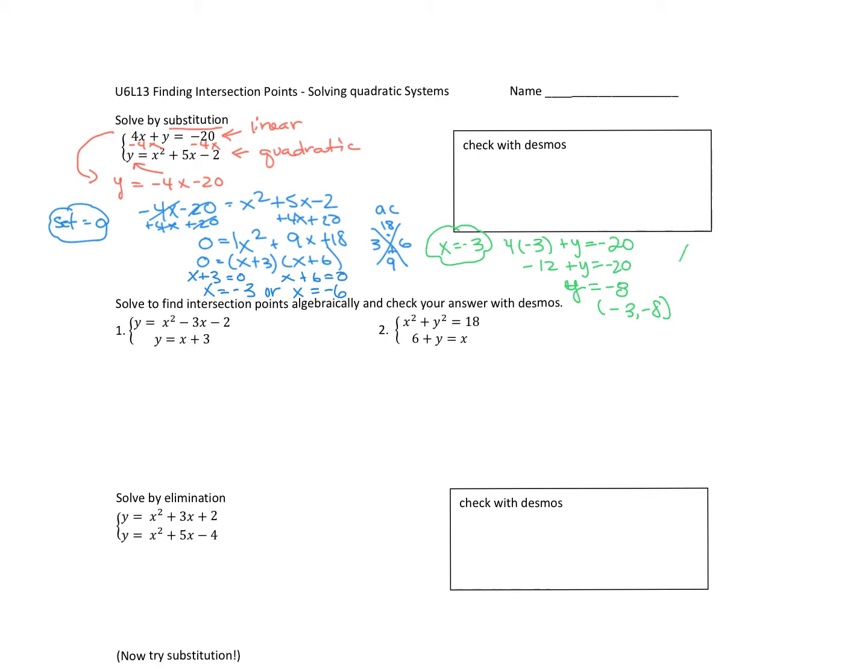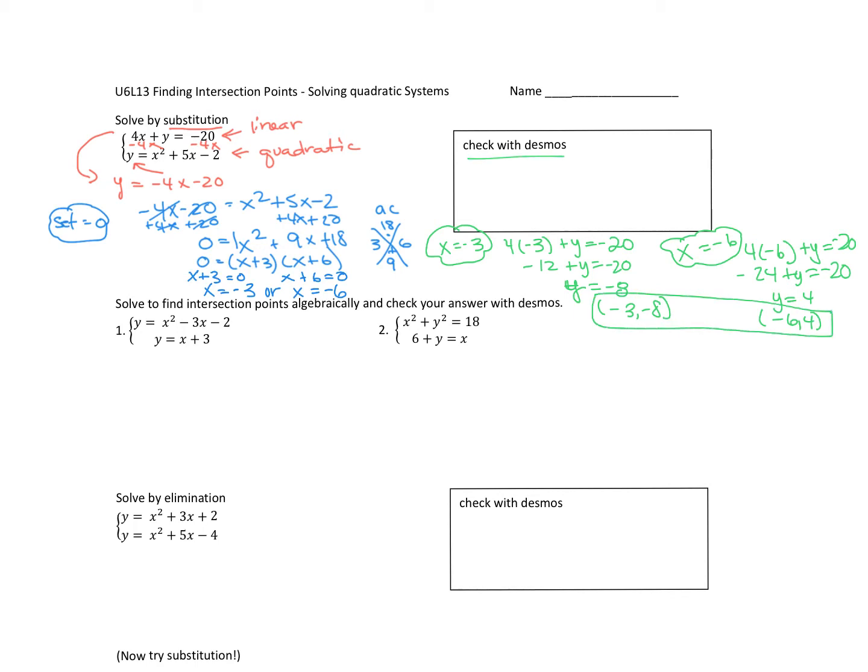Let's do when x is negative 6. Let's find my y value. Again, you could plug it into either equation. I'm going to use the linear equation, and I get negative 24 plus y equals negative 20. I'm going to add 24 over, get y equals 4. So negative 6 comma 4 looks like it is the other intersection point.